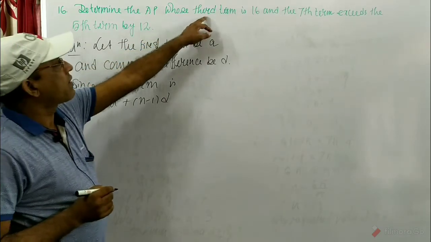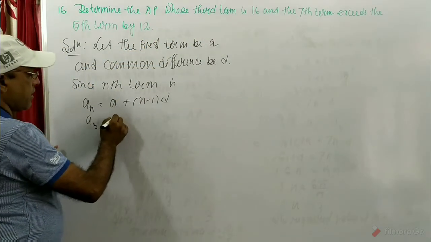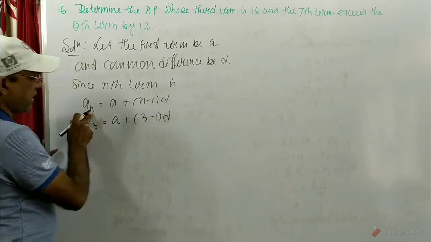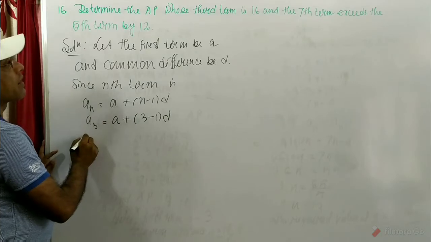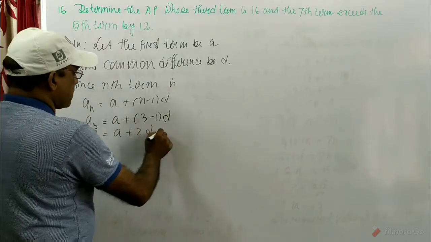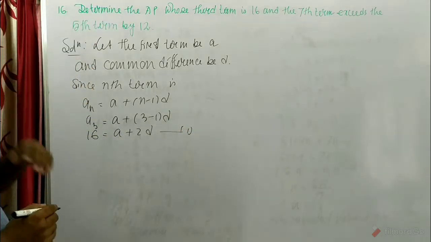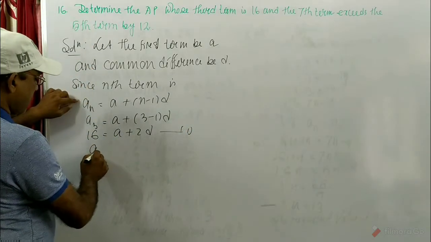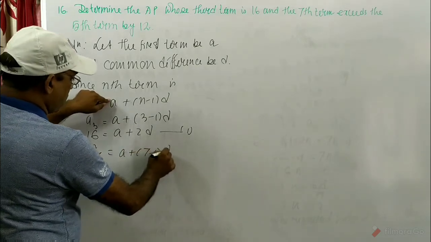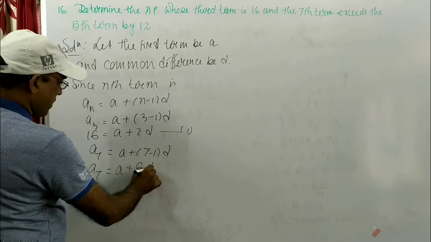First we find the third term, a3, equal to a plus 3 minus 1 into D, just putting n equal to 3. The third term is given as 16, so a plus 2D. This is number 1. And next we find the seventh term, a7 equals a plus 7 minus 1 into D, so a7 equals a plus 6D.